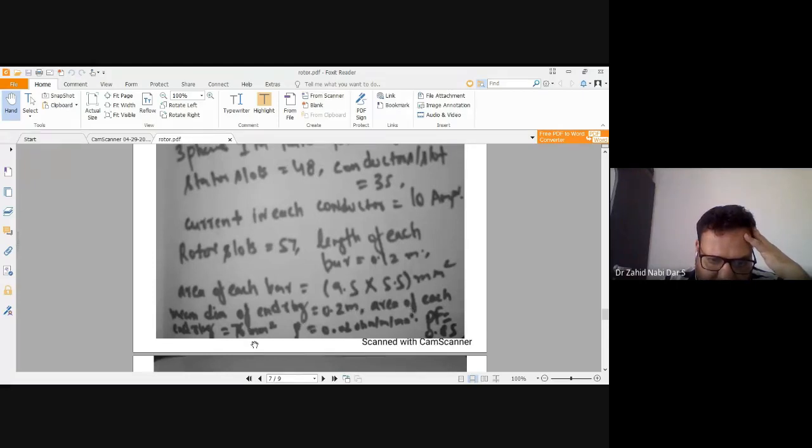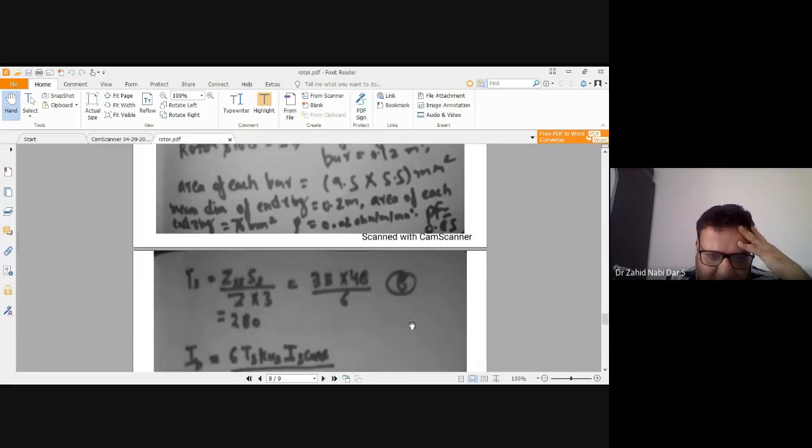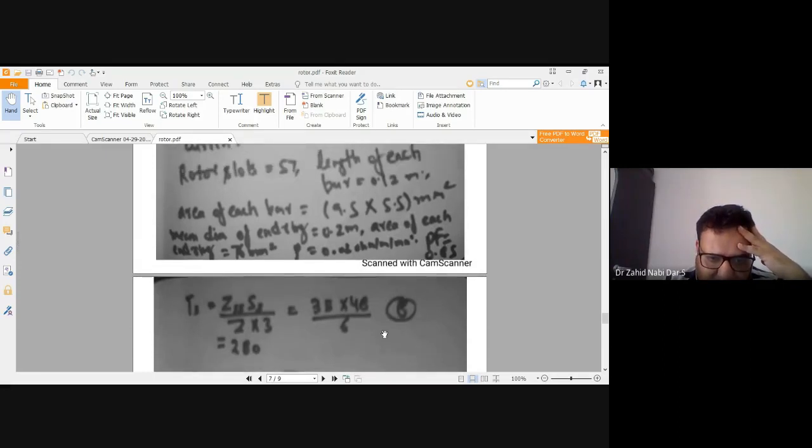The area of each end ring is 76 millimeter square, times 10 to the power minus 6, and the resistivity is in ohm per meter per millimeter square. The power factor is 0.85. First, the number of turns, which you calculated, is 35 into 48 divided by 6.